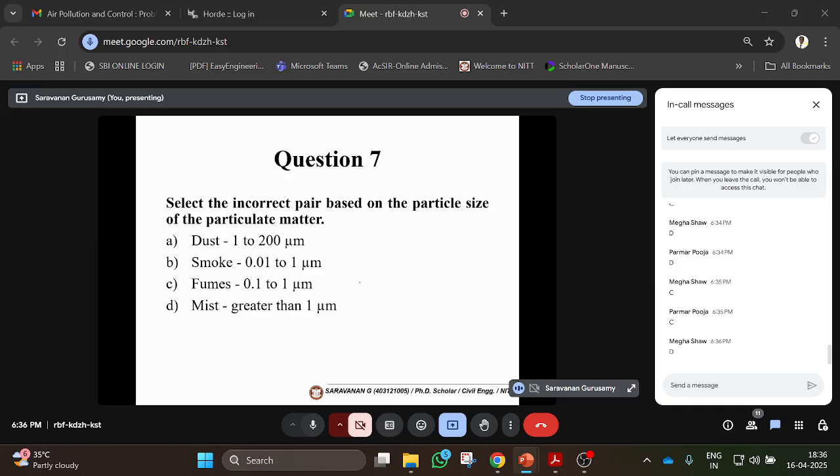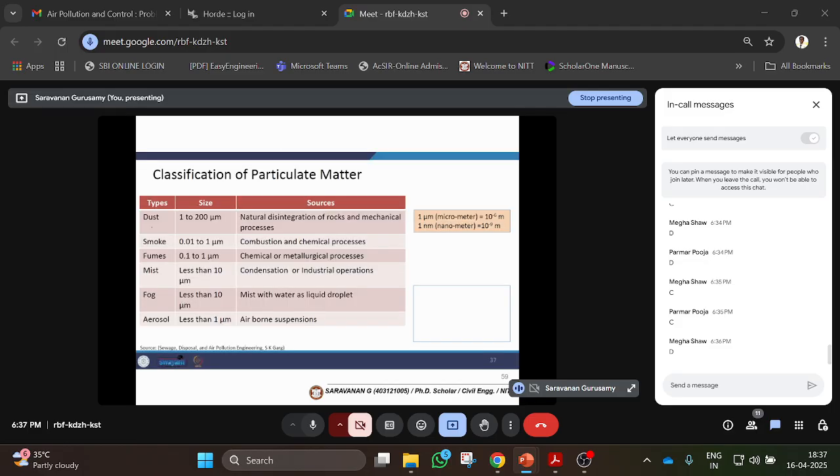Based on particle size, we have different terminology, right? Dust, smoke, fumes, mist. I have added that sheet here. Dust means 1 to 200 micrometer. Smoke is 0.1 to 1 micrometer. So think about the size. It's in reduced size order that I have written here.